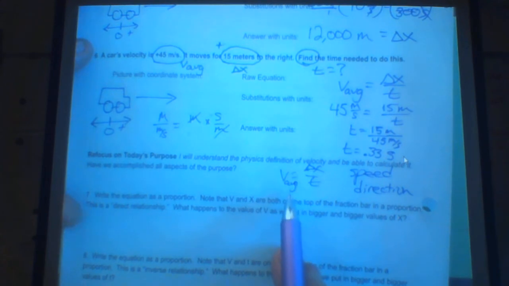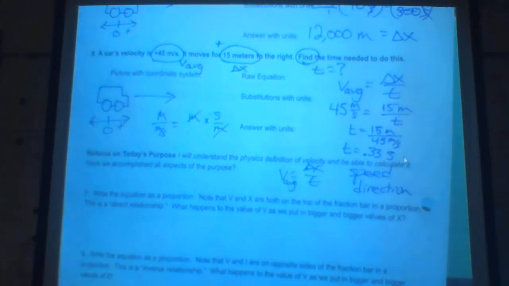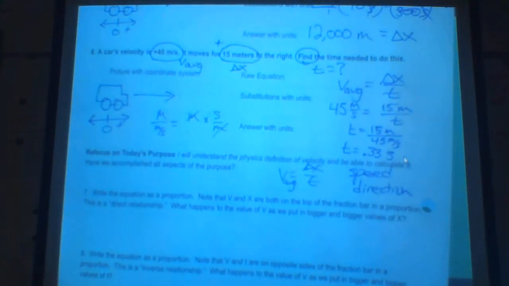So your speedometer on your car only tells you speed, it doesn't tell you which way you're going. So speed and velocity are slightly different. Velocity gives you more information. It's the speed plus direction. Speed is only how fast you are.